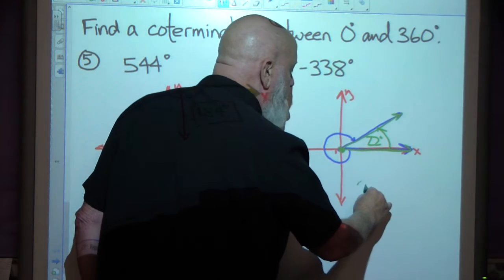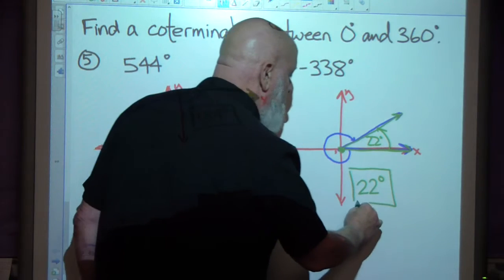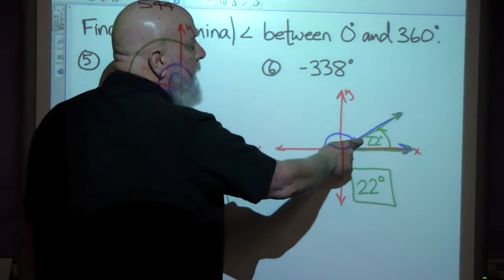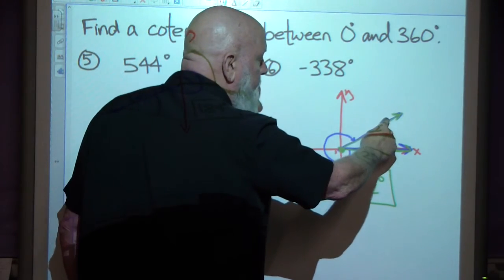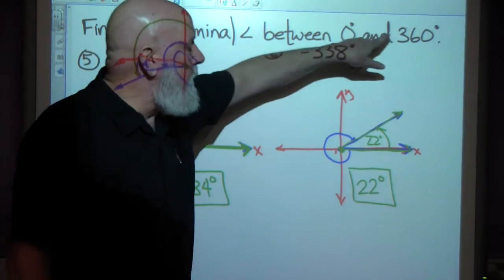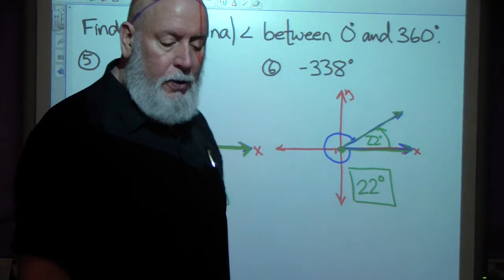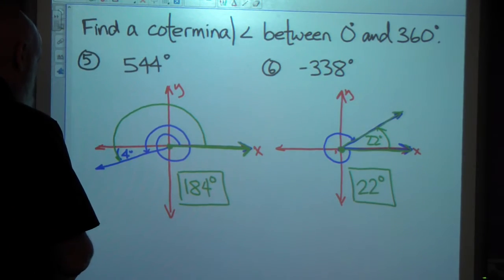So this is what we're looking for. There's our coterminal angle. Stops in the exact same place. My drawing isn't very good. There we go, that's a little better. Stops in the exact same place, but it's between 0 and 360 degrees. Let's see if I got it right. 22, yay! So there we are, that's what we're doing today.